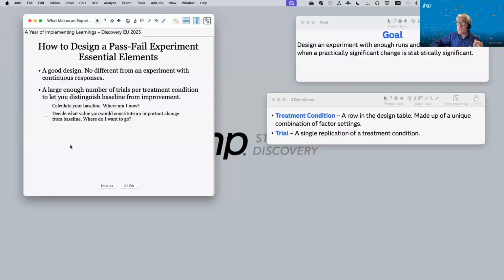Once you have those two pieces of information, and if you've designed your experiment in JMP, you have all the tools that you need under the hood to be able to right size this experiment. So what you're going to do is use simulation to ask the question, can I get from where I am, my baseline, to where I want to go, my target? All right, now let's talk about how I would do that.